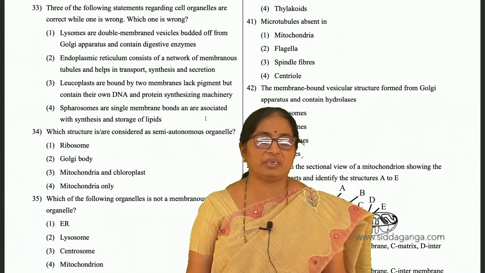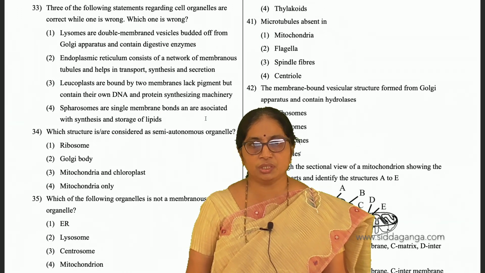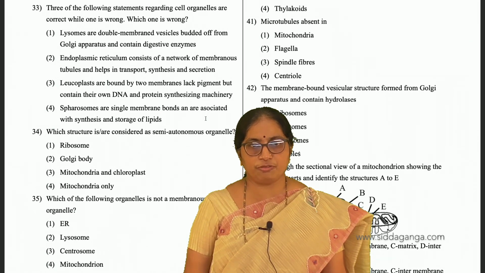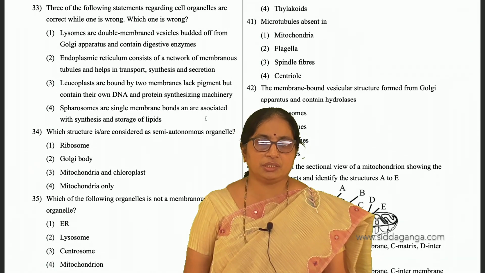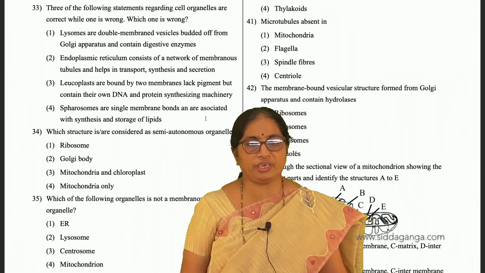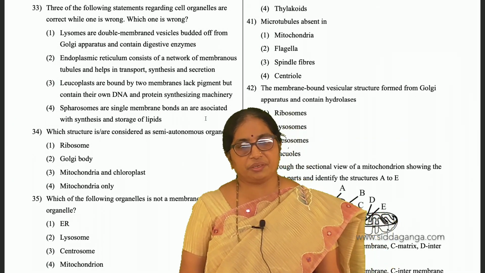The second statement tells: endoplasmic reticulum consists of a network of membranous tubules and helps in transport, synthesis and secretion. Of course, it is correct. It helps in intracellular transport and also helps in synthesis of proteins, the RER, and also helps in secretion. Therefore, that is a right statement.